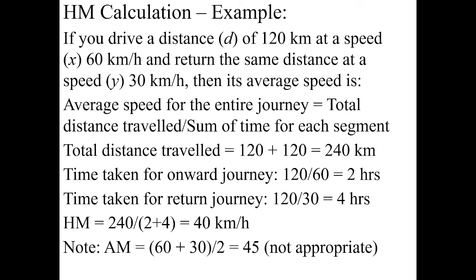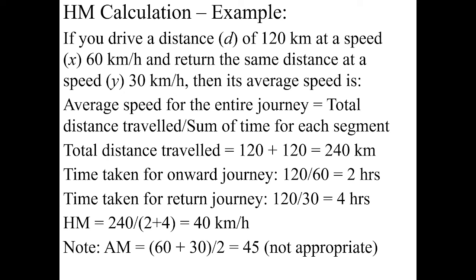More often, the harmonic mean is explained through an example of average speed calculation, so we will follow that also. If you drive a distance d of 120 kilometers at a speed x of 60 kilometers per hour, and return the same distance at a speed y of 30 kilometers per hour, what is the average speed? The average speed for the entire journey is total distance travelled divided by total time taken. Total distance travelled is 120 plus 120, which is 240. Time taken for the onward journey is 120 at 60 kilometers per hour, so 2 hours. For the return journey, 120 kilometers at 30 kilometers per hour, so it is 4 hours.